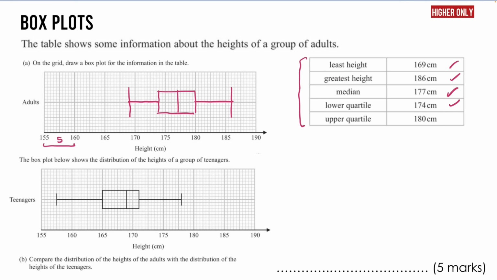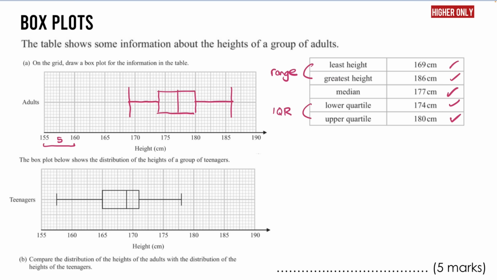Don't forget, you can be given different values in here rather than just being told them between the least and the greatest. That's called the range, which you could be given as well, so you might have to find the least or greatest. And between the lower and upper quartile, you could be given the interquartile range, which allows you to move between the two as well. But we've plotted all 5 of them, and we're also asked to make a comparison.